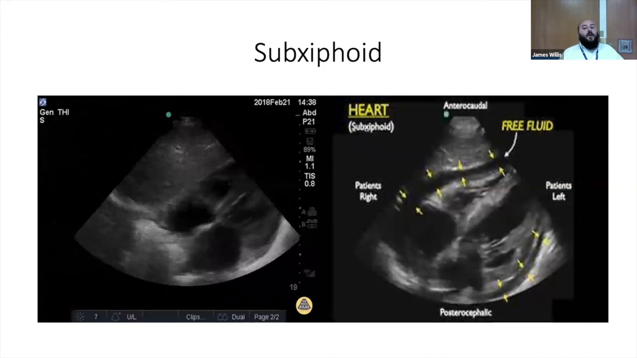Subxiphoid view, you're evaluating for a pericardial effusion. You use the liver as a window. You flatten out the probe all the way until you have the beating heart, and you're looking for the pericardial effusion.